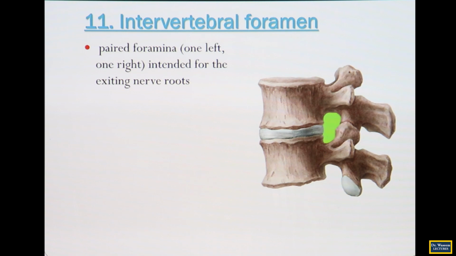And then the intervertebral foramen. You see here, if this is the body of the vertebra, you have this body, and if you are looking at the body, you see the pedicle is coming from posteriorly. The pedicle is attached to the body in such a way that it occupies hardly 50% of the body.